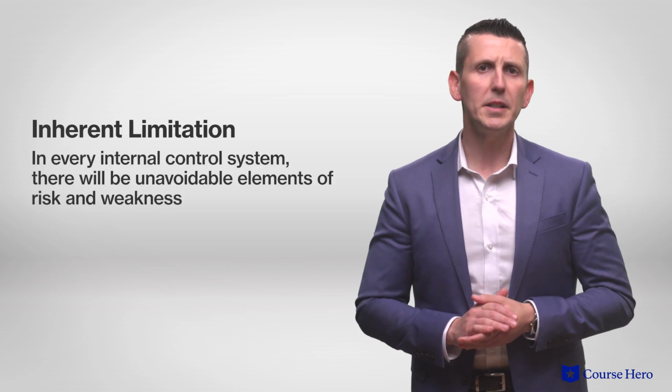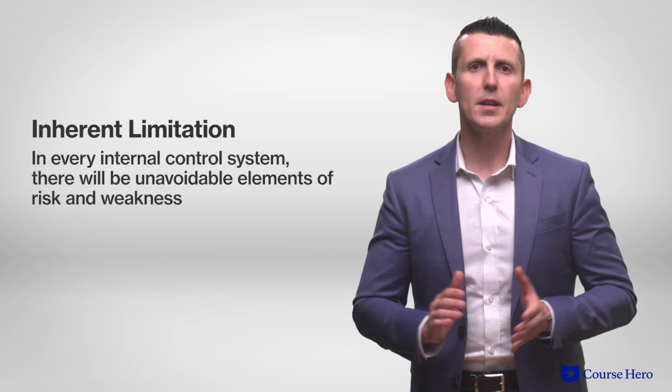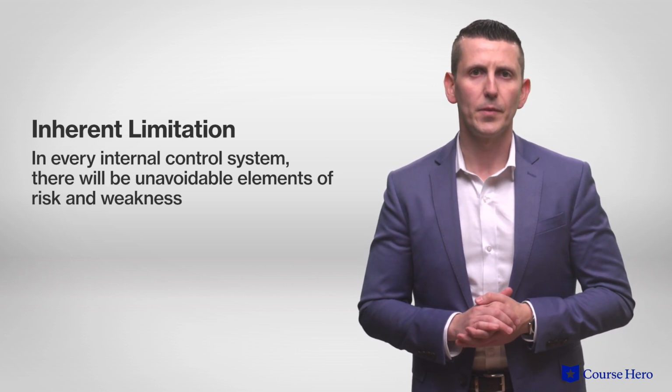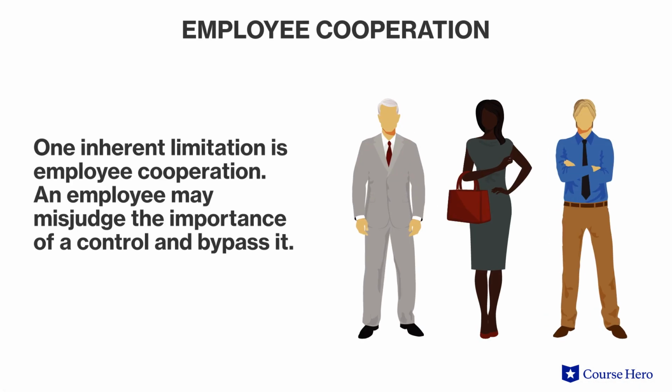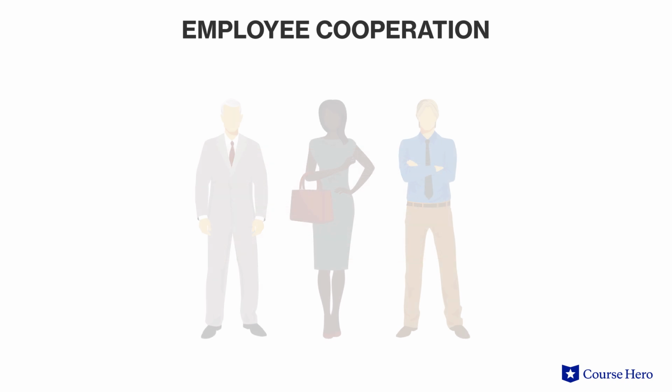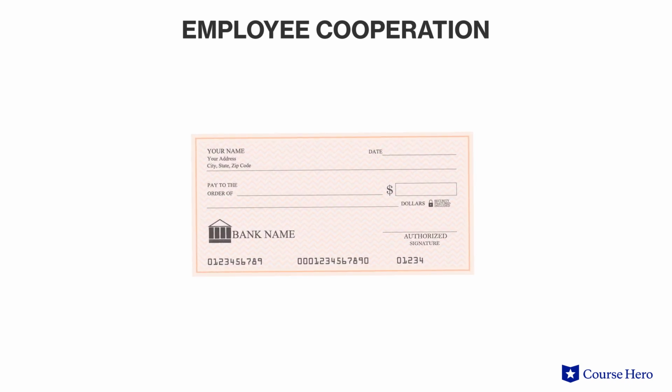Internal controls come with inherent limitations. An inherent limitation is the concept that in every well-designed internal control system, there will be an unavoidable element of risk and weakness. One of the inherent limitations is employee cooperation. If employees do not understand how the control works, they may misjudge the importance of a control and bypass it. This typically happens when the employee feels rushed to meet a deadline. For example, in order to meet the cutoff for payroll, employee pay rates and hours may not go through the appropriate review and scrutiny prior to issuing paychecks, which in turn could result in incorrect paychecks.